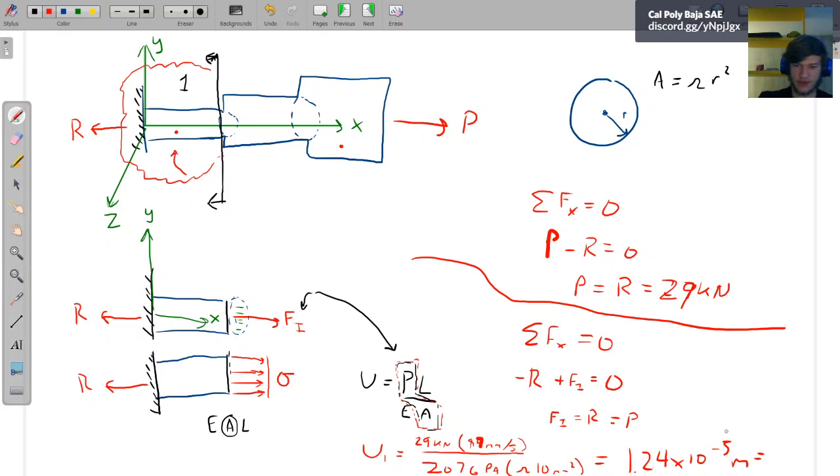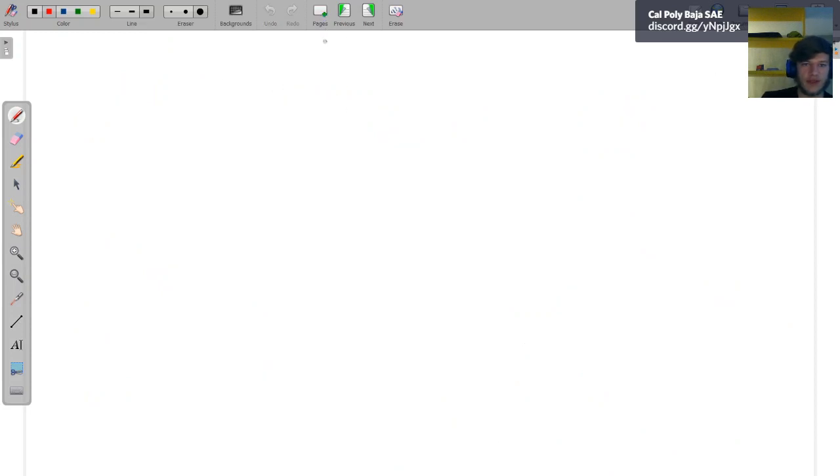That's 0.01 millimeters, which is great. That means that the smallest section of our jack here only displaces 0.01 millimeters. So that's fantastic. That means that the next sections that we have here are going to be better. So let's do section 2. So for section 2, if we draw this out again.